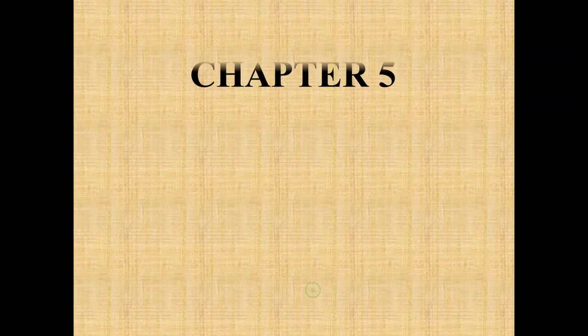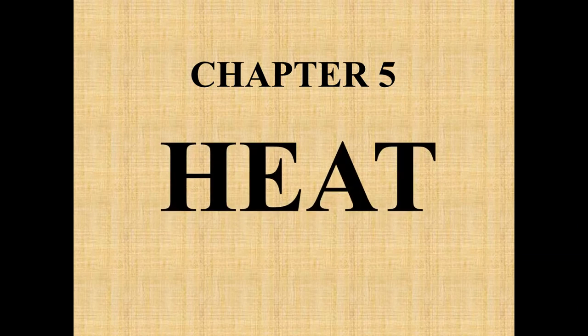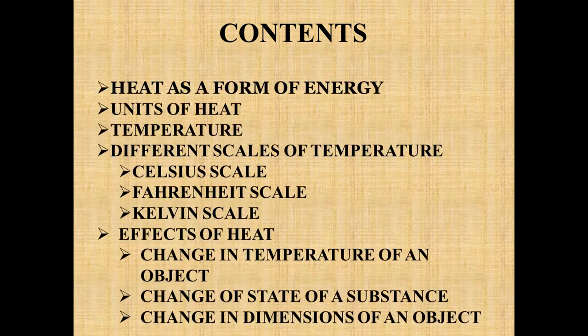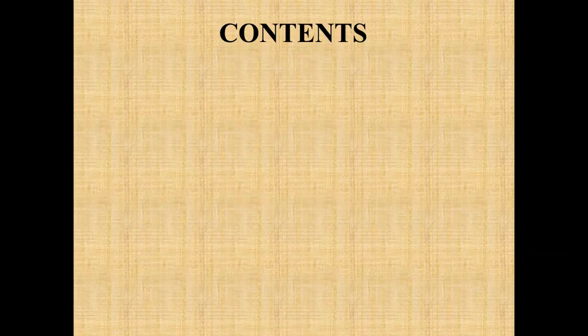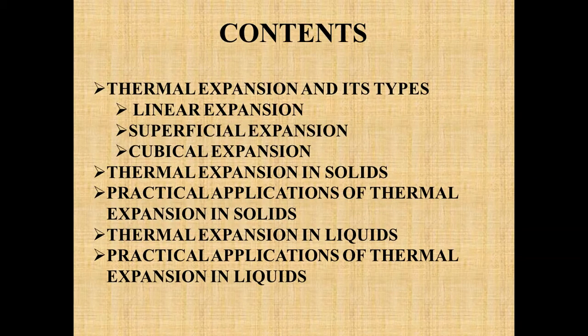So, we have started this chapter, heat, in the previous week. So far, the contents that we have discussed are heat as a form of energy, then the various units of heat, then temperature and various scales which are used to measure the temperature. The effects of heat we have discussed: change in temperature, change of state of a substance, change in dimension of an object. Then in the end we were discussing thermal expansion and its types.